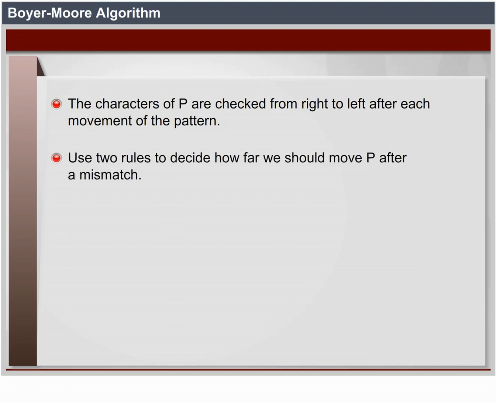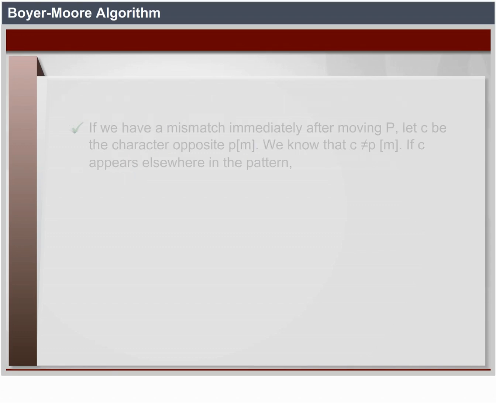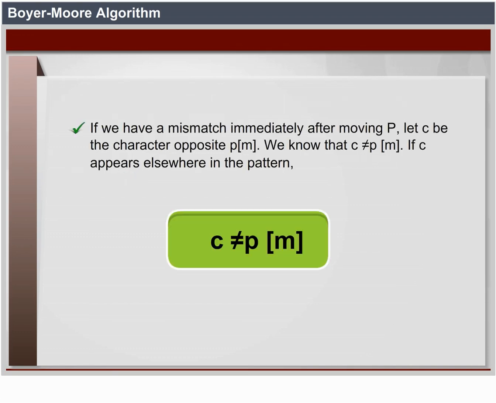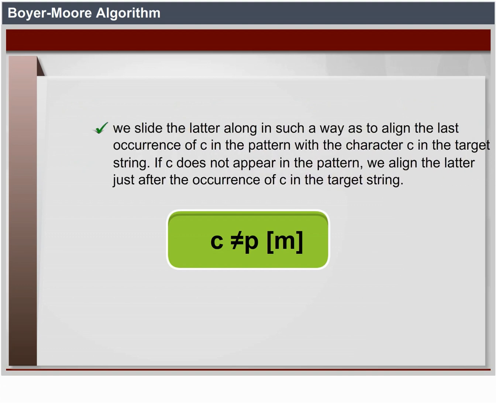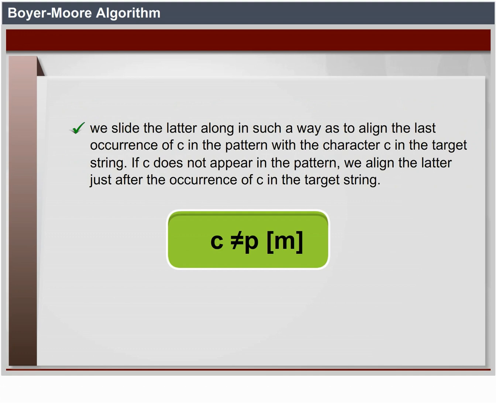Use two rules to decide how far we should move P after a mismatch. Rule 1. If we have a mismatch immediately after moving P, let C be the character opposite P of m. We know that C is not equal to P of m. If C appears elsewhere in the pattern, we slide the pattern along in such a way as to align the last occurrence of C in the pattern with the character C in the target string. If C does not appear in the pattern, we align the letter just after the occurrence of C in the target string.